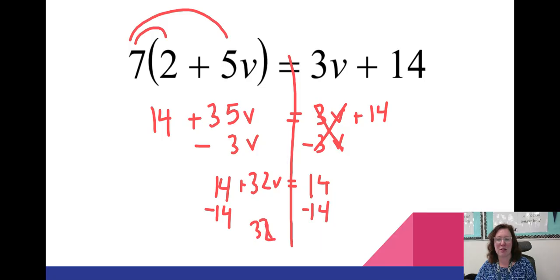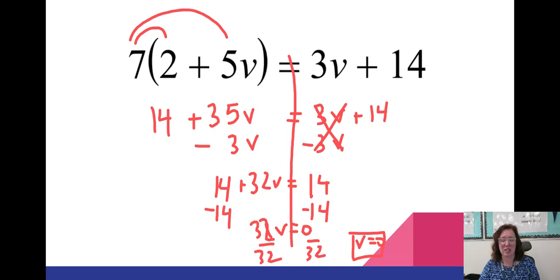And I have 32v equals 0. Divide by 32. And I get v equals 0. That is a solution. So that's one solution, and the solution is v equals 0.